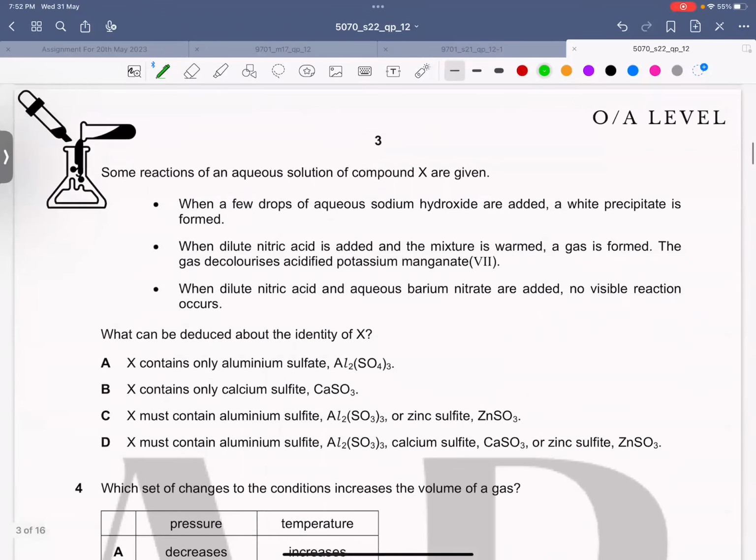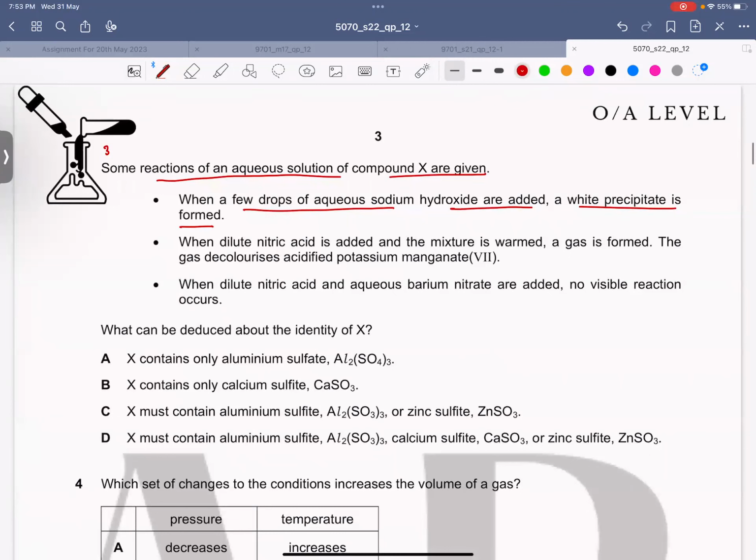Now, question number 3. Some reactions of an aqueous solution of compound X are given. When a few drops of aqueous sodium hydroxide are added, a white precipitate is formed. So it can be calcium ions, aluminium ions, or zinc ions. When dilute nitric acid is added, the mixture is warmed and a gas is formed. The gas decolorizes acidified potassium manganate. So what will be the gas? The gas would be SO2. That is the test for sulfur dioxide gas.